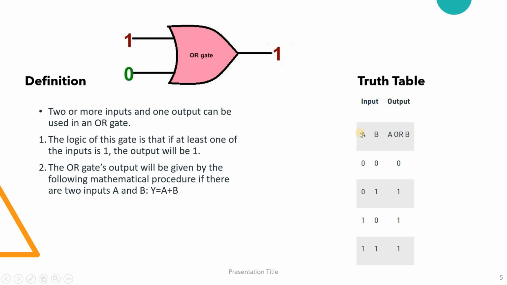I'm going to take 0, 0. Under A and B, we get 0. 0, 1, we get 1. 1, 0, we get 1. If we call the output Y, it means we are adding the two inputs, A plus B. That's why we get this table. Now you can well understand how the OR gate functions.